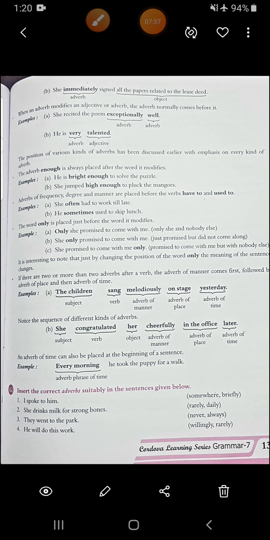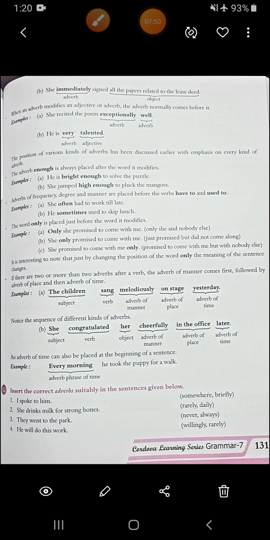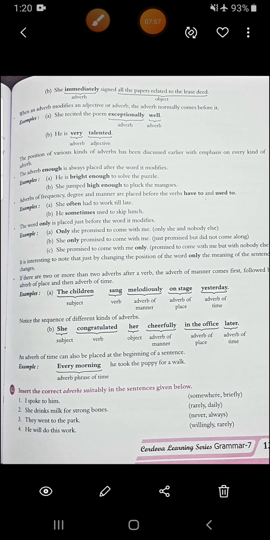Then next point, adverbs of frequency, degree and manner are placed before the verbs have to and used to. If there are certain words like have to and used to, then if we have to add adverbs of frequency, degree or manner, then we are going to place them before it. Like, she often had to work till late. He sometimes used to skip lunch. Okay.